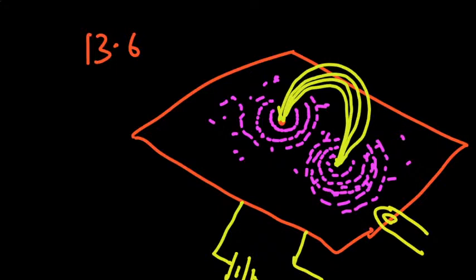So everybody understood activity 13.6. This is to find out the magnetic field produced by a current carrying circular coil. It's a coil, okay, it's not a loop. You can see I have made many yellow wires, so it's a coil.